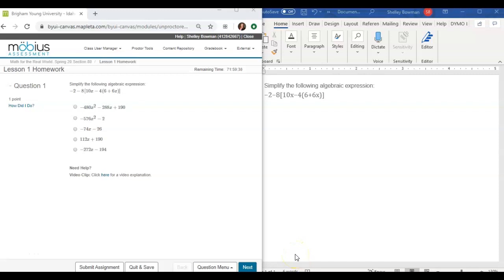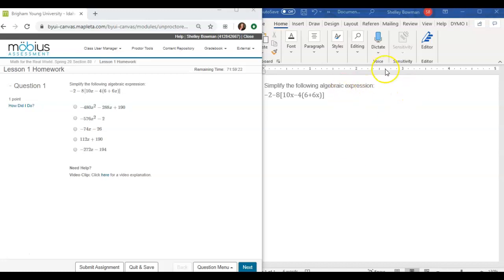This tutorial is for Mobius homework lesson 1 homework question number 1. Simplify the following algebraic expression. Over here on the right is where I'm going to work out all of my math so that you can follow along with me.